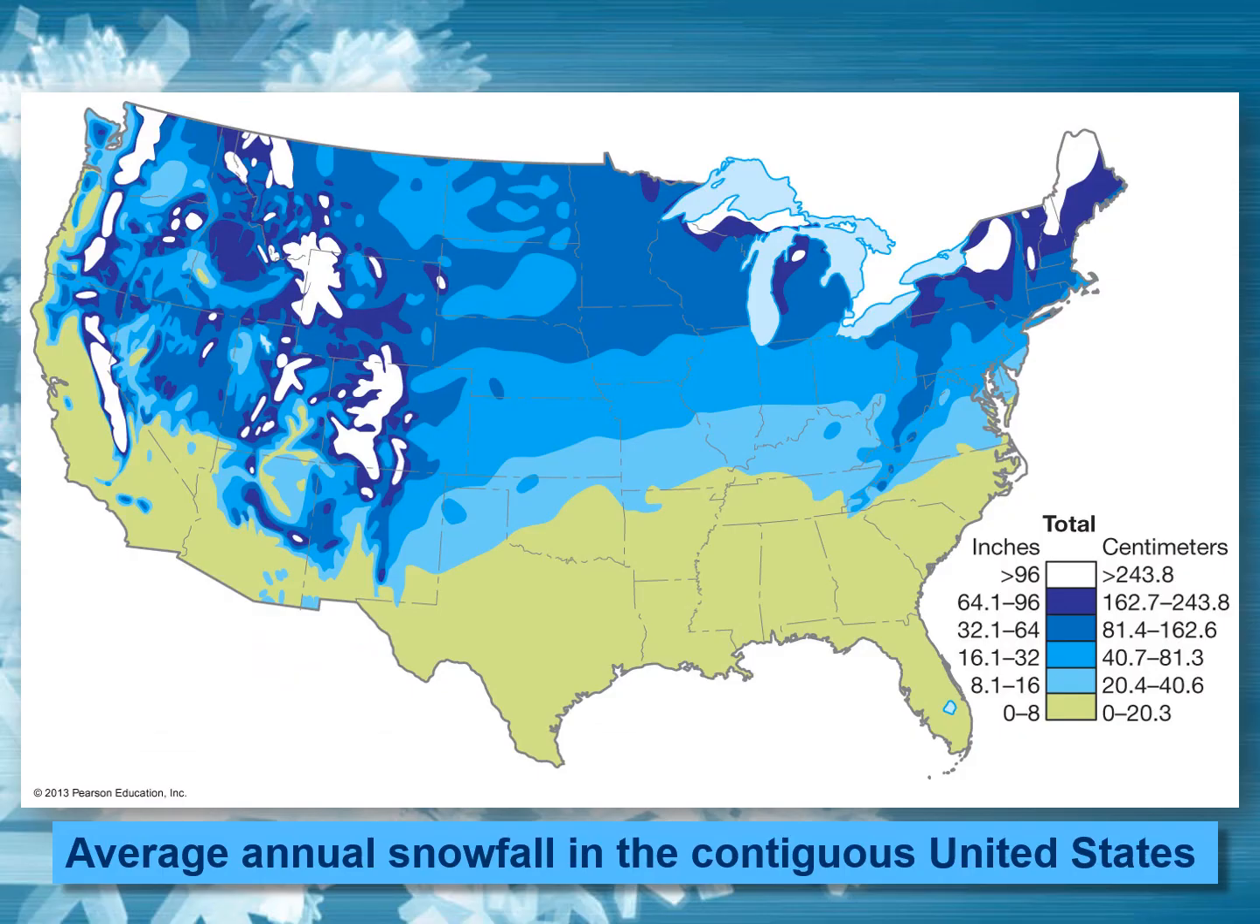Here is average annual snowfall in the contiguous United States. So North Carolina, yeah, we're not surprised. We're at the bottom, anywhere from 0 to 8 inches. So my old stomping grounds there in the Appalachian Mountains get a good bit more snow than we get here. I want to point out Buffalo, New York.